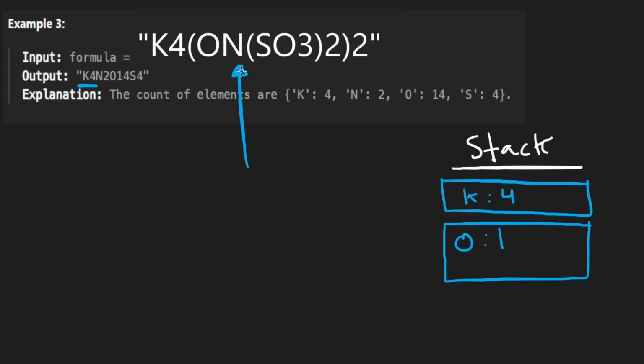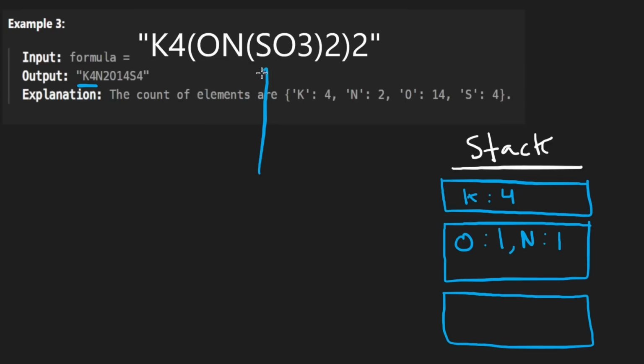Next character, I'm going to go a little bit faster now. 1 instance of N, going to go ahead and add that to the map. Once again, an open parenthesis. Okay, so better add another map to the stack. Starting to run out of space. Hopefully we make it. And now let's start adding the elements from here.